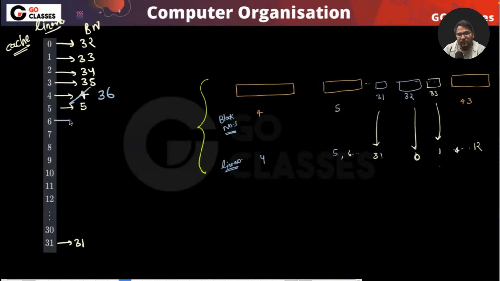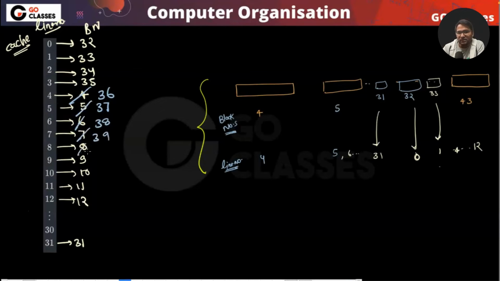See, 4, 5, 6, 7 are the earlier blocks, right? That's how you map 6, 7, 8, 9, 10, 11, 12, and so on. But 36 will again map to line number 4, so it will replace the previous block. 37 will replace here, 38 will replace here, 39, 40, 41, 42, and 43 will each replace the next line, right? Is this fine?